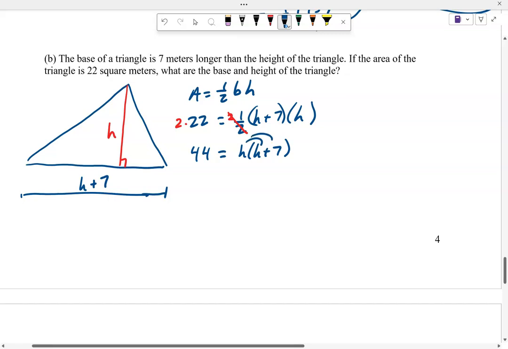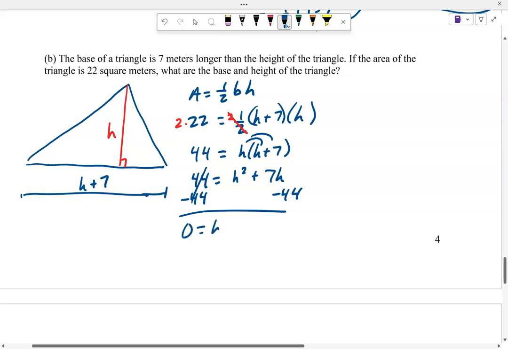And now I'm going to go ahead and distribute that. Again, I'm solving a quadratic here. h times h is h squared. h times 7 is 7h. And I'm solving a quadratic, right? See the h squared. So I want to get one side equal to 0.